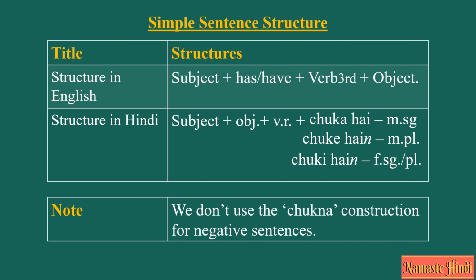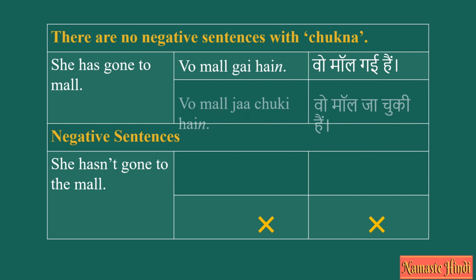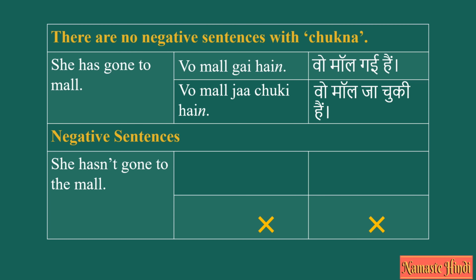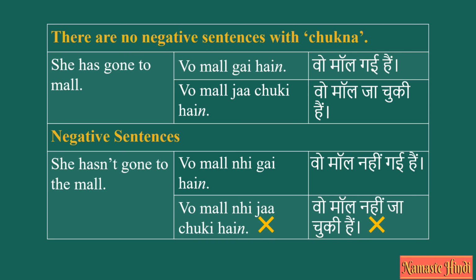Let's review this with the examples. If the sentence is she's gone to mall, you can say in Hindi वो mall गई है, or you can also say वो mall जा चुकी है. But if you're saying a negative sentence like she hasn't gone to the mall, in Hindi it would be वो mall नहीं गई है. But you cannot say वो mall जा नहीं चुकी है.